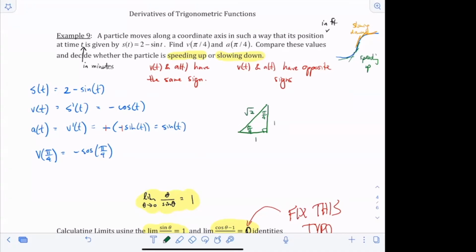So we're looking at this angle right here. As we know, cosine is the adjacent over the hypotenuse. So when I go to calculate what that is, that's going to equal negative 1 over rad 2. And our units should be feet per minute.